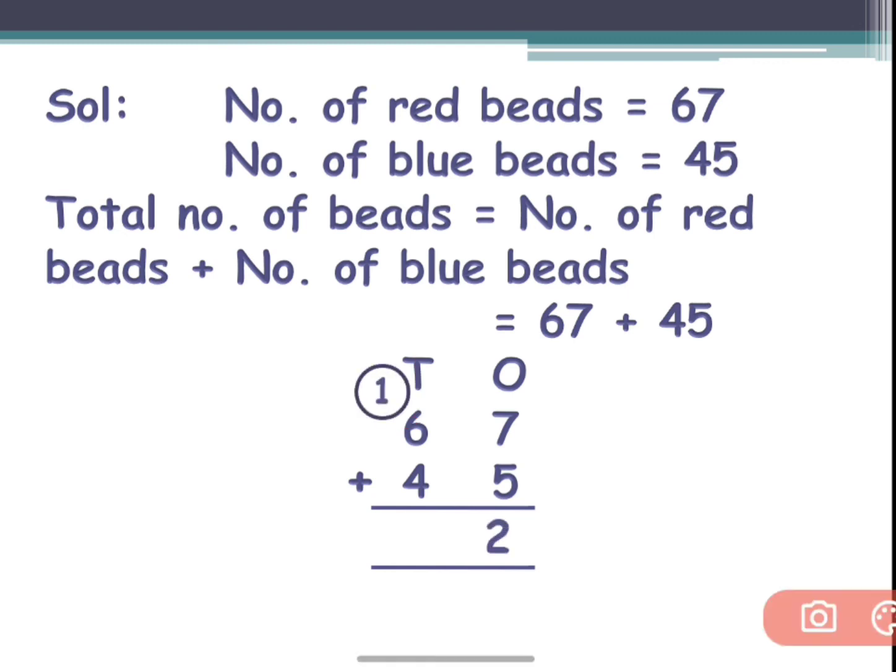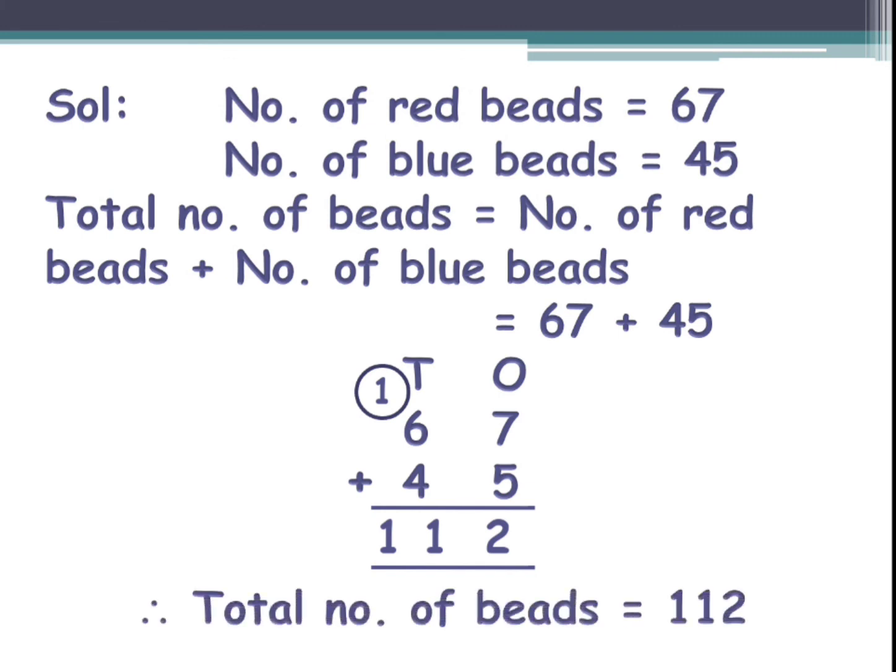Now in the tens place you have 1 plus 6 becomes 7. 1 in your mind, 6 on your fingers. After 1: 2, 3, 4, 5, 6, 7. Now 7 plus 4. So 7 in your mind, 4 on your fingers. After 7: 8, 9, 10, 11. So 11 you will write as it is. That becomes 112. So the total number of beads is equal to 112.